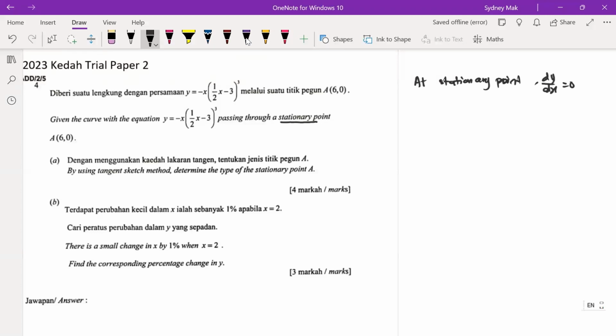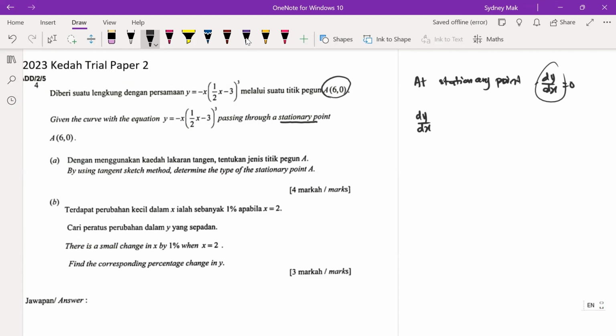So when we substitute dy/dx equals 0, we will get the value of x of the turning point. But the stationary point is already given. So what we need to do is just find dy/dx, because we need that to determine what kind of stationary point it is. Is it maximum, minimum, or inflection point? So let's find dy/dx.